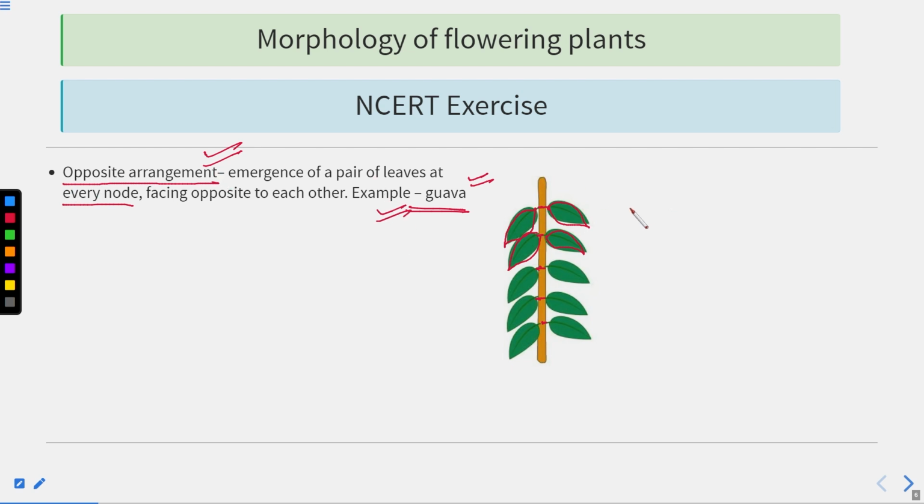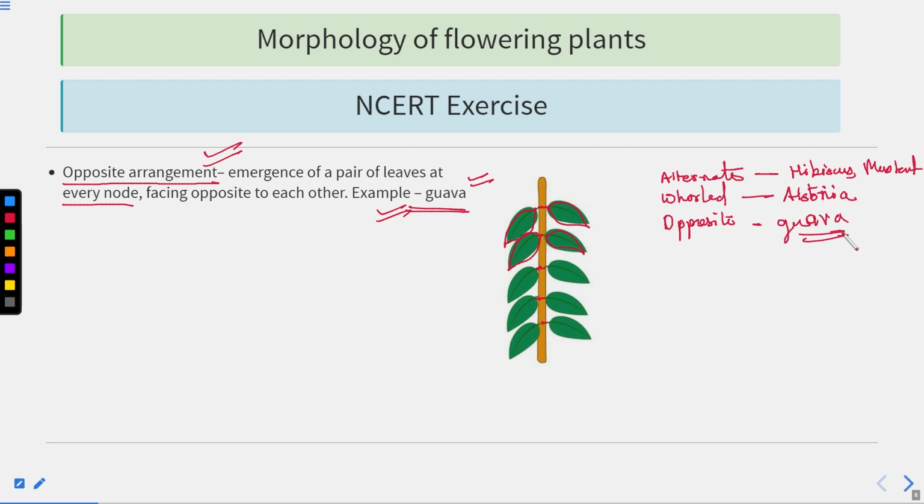So there are three different types of arrangement you have to remember: the alternate, whorl arrangement, and opposite arrangement. If you remember the examples: hibiscus, mustard for alternate; Alstonia for whorl; and in opposite, the best example is guava. This you have to remember.